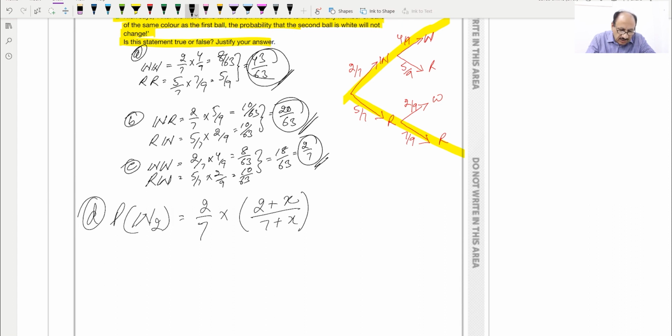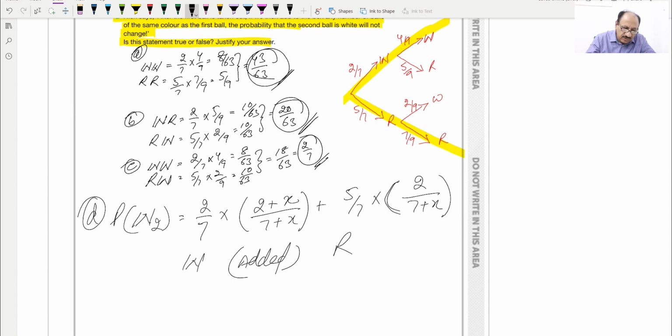And the second situation can be that the first ball is red and the second one is white. So we have taken this one as white, and we have added white balls, right? And now we are taking red and then we will add. So this red probability will be 5 by 7, and we will not be adding to this, but the total will be added, so 7 plus x, because red we are not adding. So this is white, so we are adding, this 2 plus x over 7 plus x over 9. Hopefully you are understanding this.